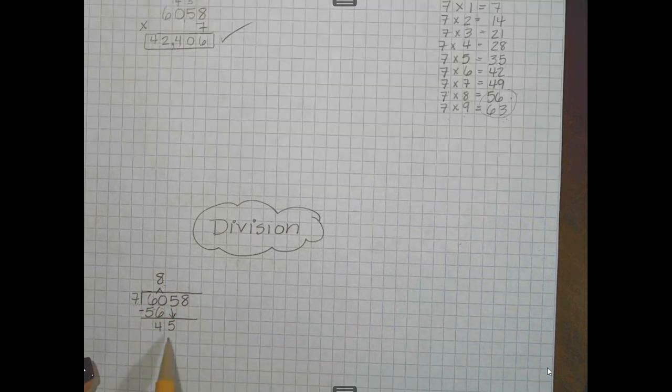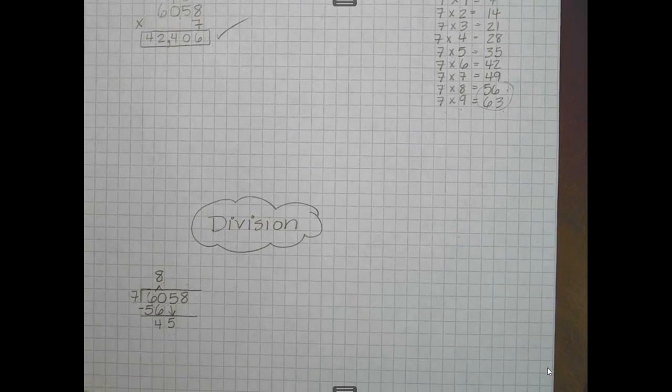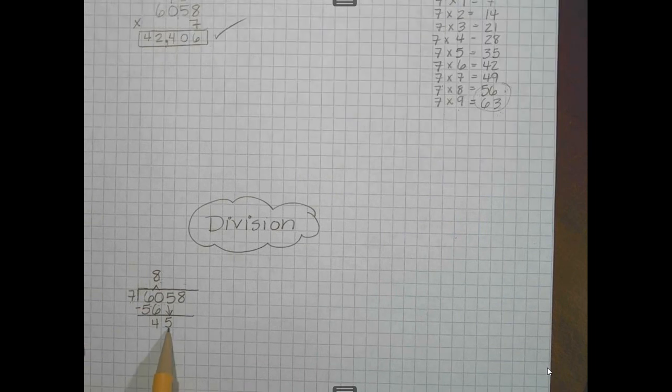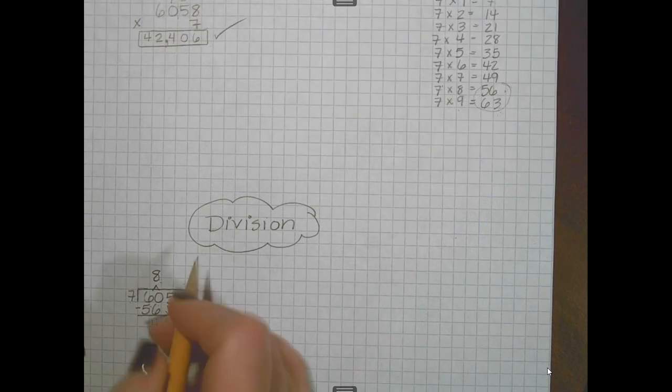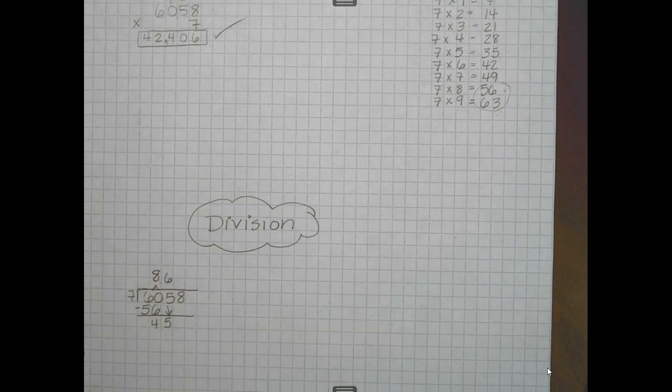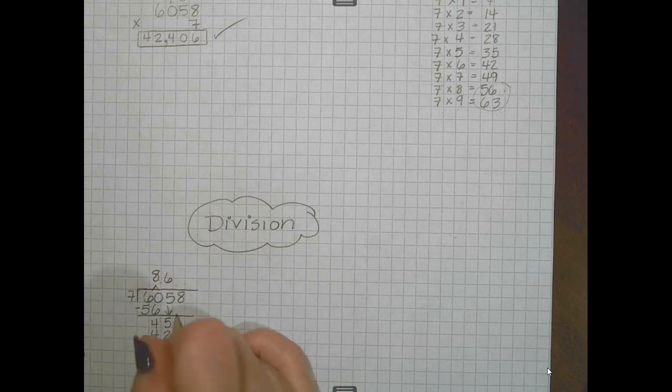And we're going to now divide 7 into 45. All right, so if you know your times tables, you know that 7 times 7 is 49, so that's going to be too big, right? We can't subtract 49, so we're going to use the 6. We can make 6 groups of 7 with 45 because 6 times 7 is 42. When we subtract, we get 3, and we're going to bring down the next digit, the 8.